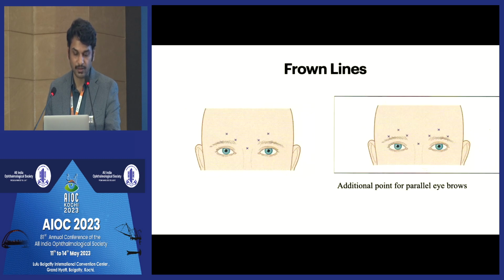So for frown lines, these are the 5 points. For procerus this is the center point. Basically, you can give 2.5 or 5 units depending on the severity and depth of the frown line. If you are a beginner, you can start with a smaller dose and augment it later on after 2 weeks, seeing the effect. The center point is for procerus, and the lateral 2 points are for corrugator supercilii. For male patients with parallel brows, you can give additional points in the lateral part for the orbital part of orbicularis oculi.